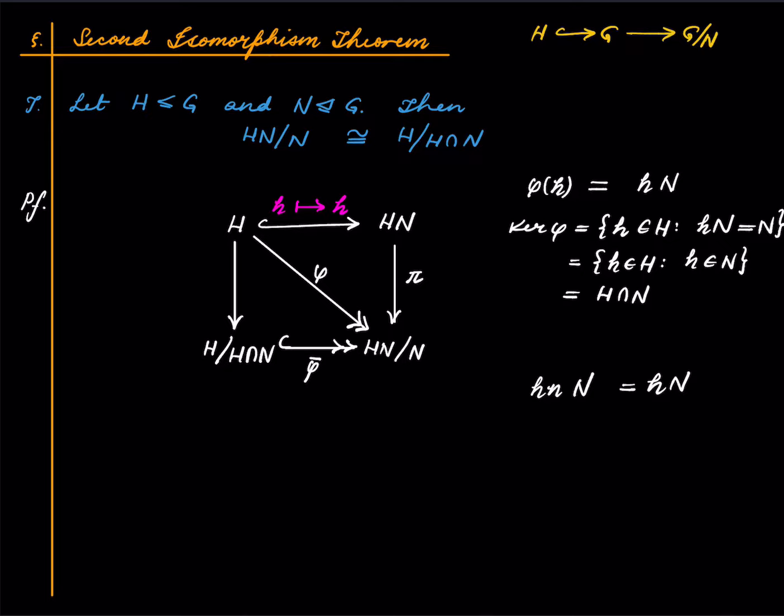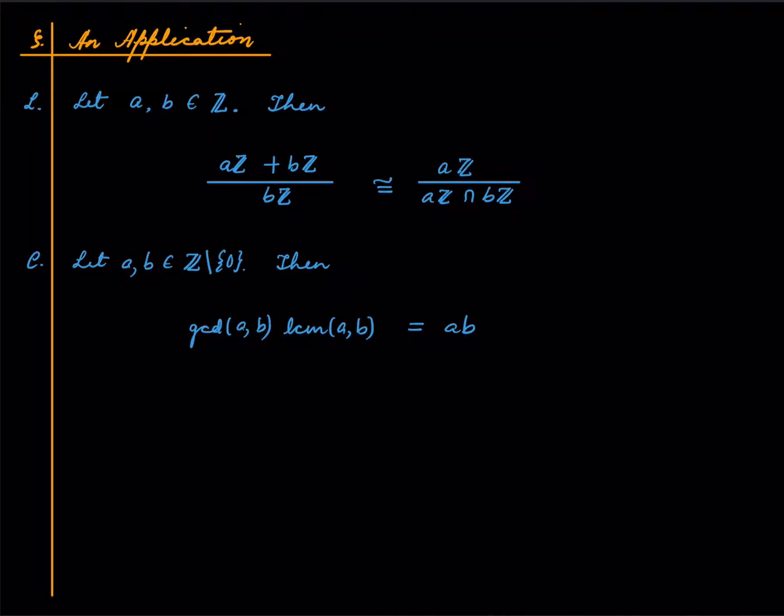So what we have finally is that phi bar is an injective and surjective group homomorphism, and hence a group isomorphism, which proves that the two groups that we wanted to show are isomorphic are indeed isomorphic. And that's it. So it's a very nice application of the first isomorphism theorem. And now let us look at a number theoretic application of it.